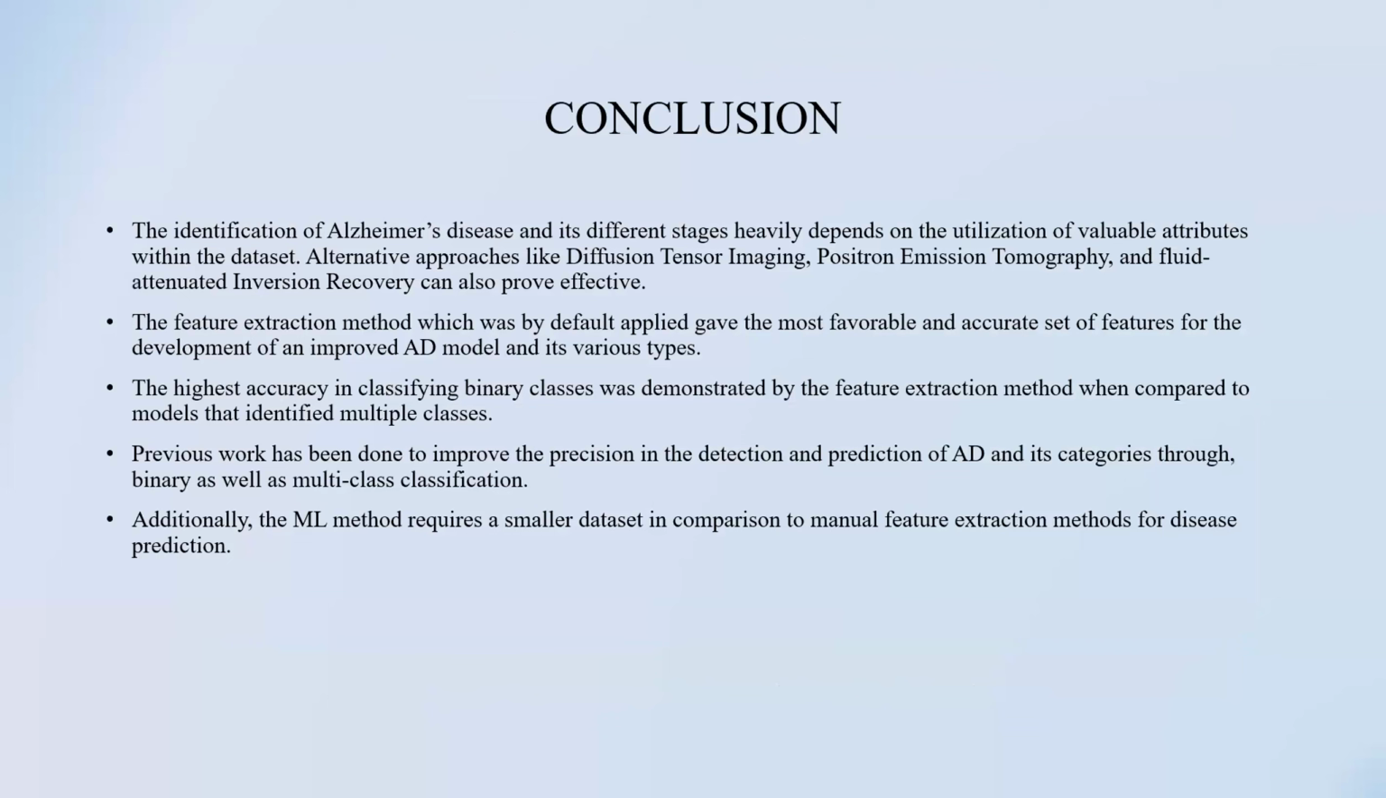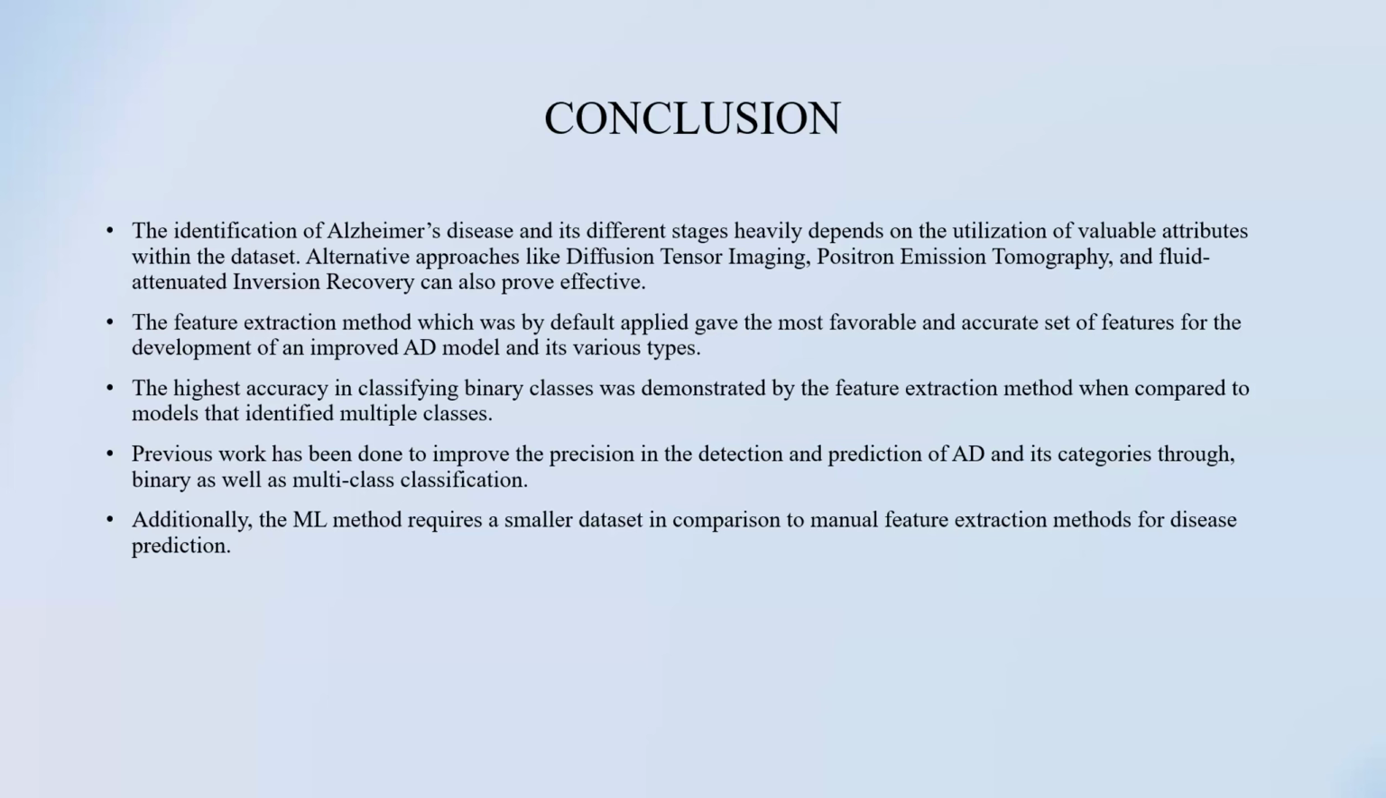The identification of Alzheimer's disease and its different stages heavily depends on the utilization of available attributes within the dataset. Alternative approaches like diffusion tensor imaging, PET, and fluid. The feature extraction method, which was by default applied, gave the most variable and accurate set of features for the development of an improved Alzheimer's disease model.